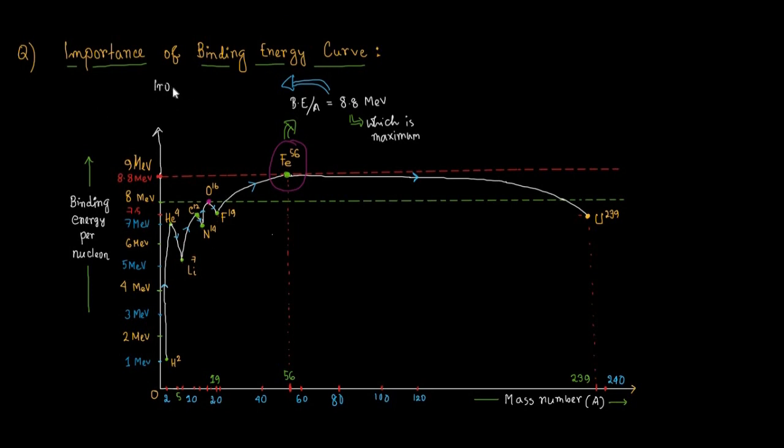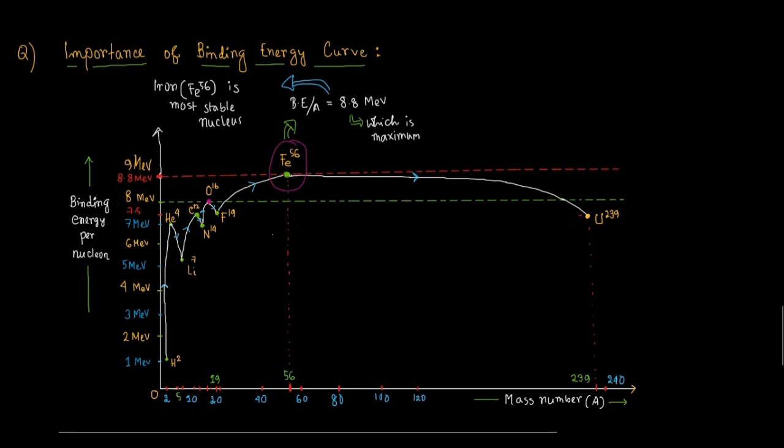Therefore, iron, Fe56, is the most stable nucleus or element, because its binding energy per nucleon is the maximum, which is 8.8 MeV for iron 56.